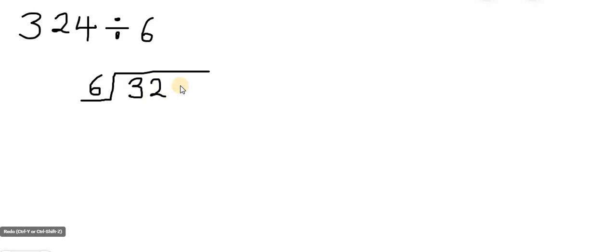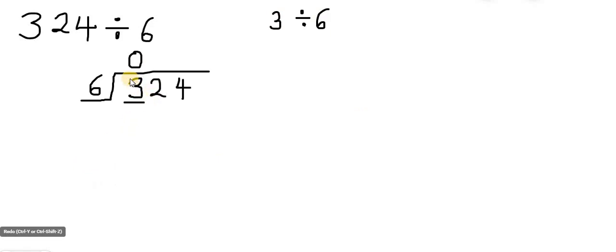Now, 324 divided by 6. Okay, now over here, 6 on the outside, 324 on the inside. No panic, same process. Start with 3. 3 divided by 6. Okay, 6 is bigger than 3, so you can't find 6s in 3, so that's 0.